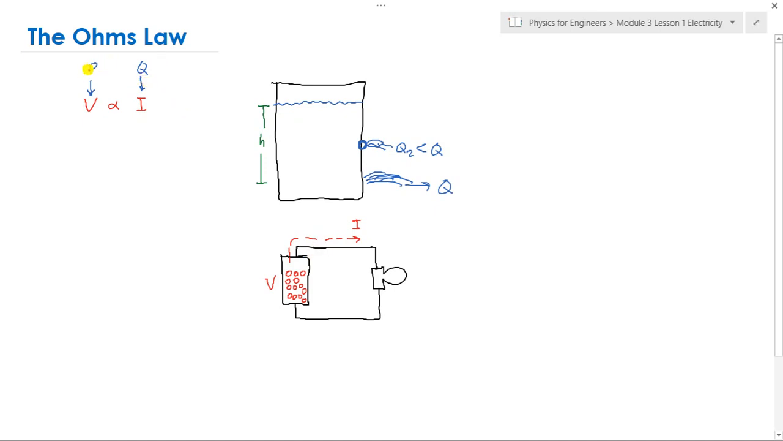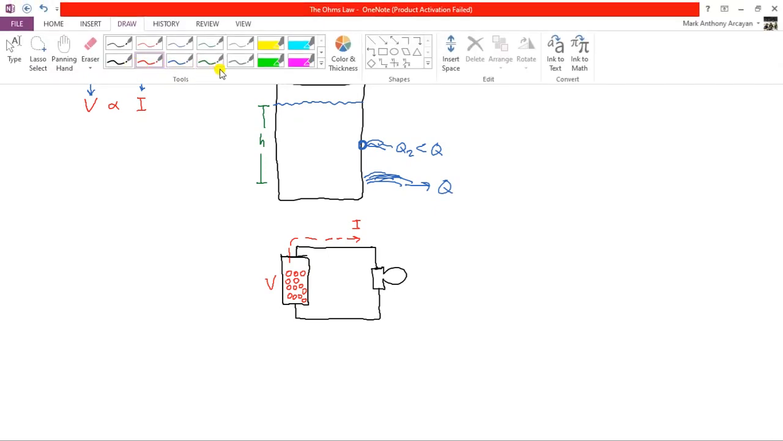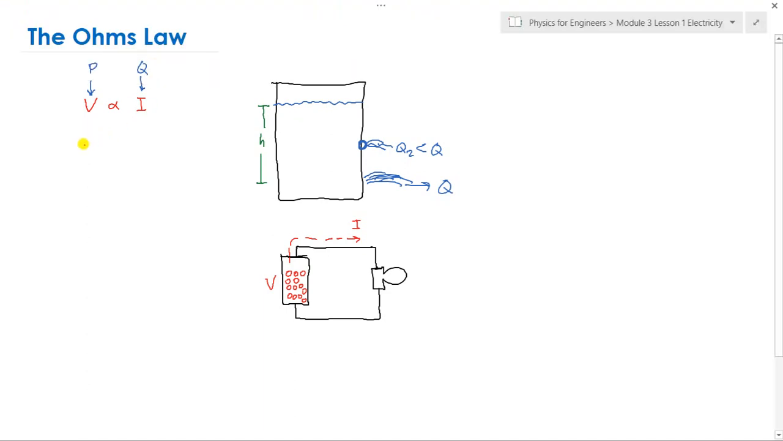Voltage is directly proportional to our current, but in order to make this into an equation or a formula, we must have a proportionality constant. So voltage equals some proportionality constant, which we denote as R, times I, or V equals IR. So the proportionality constant is what is known as what? Are you familiar with R? What is R, class?